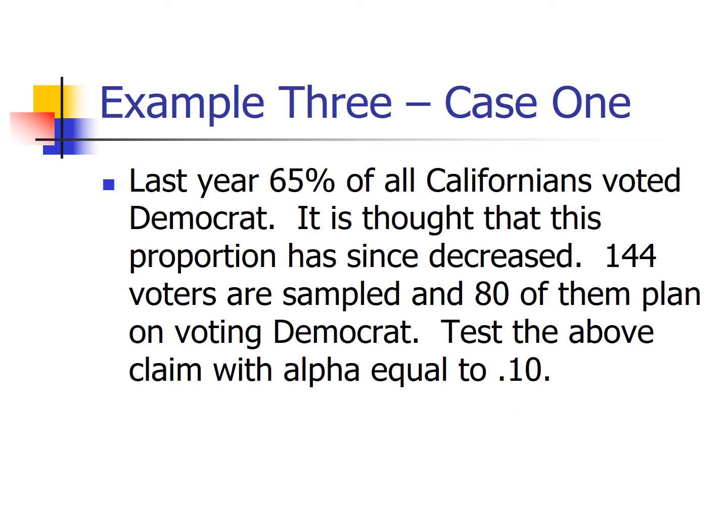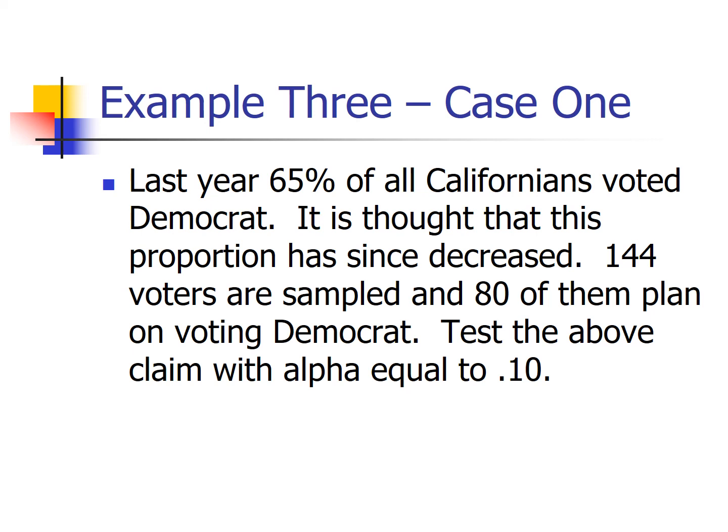All right, here we are. Example last. So last year, 65% of all Californians voted Democrat. It's thought that this proportion has since decreased. To test whether or not that's true, 144 voters are sampled, and 80 of them say they plan on voting Democrat. Let's test the above claim with a slightly more relaxed alpha of 0.10.